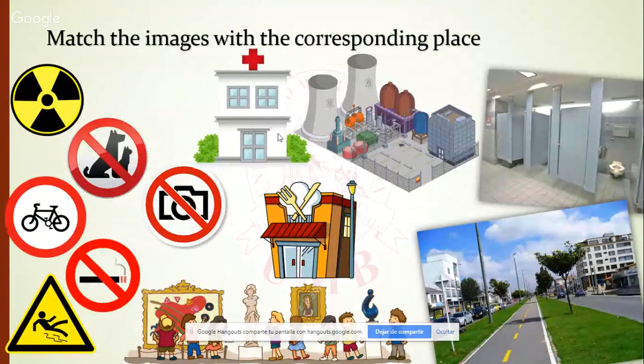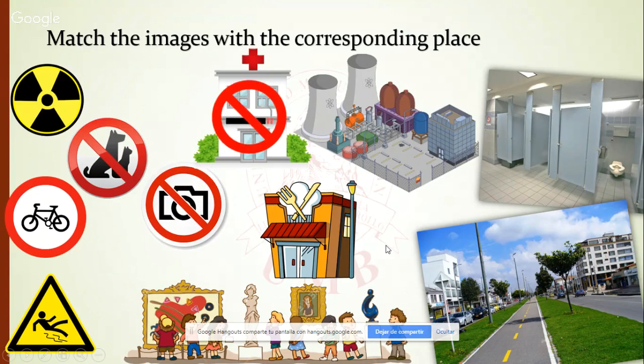Look at these images and match them with the corresponding place. Okay, so look, the first one. The first place, do you know what is it? That is a hospital, right? Okay, what is this? This is a nuclear plant. Okay, then we have bathrooms, cycle lanes, museum, and a restaurant. Yeah, so let's see. The first one would go to a hospital.